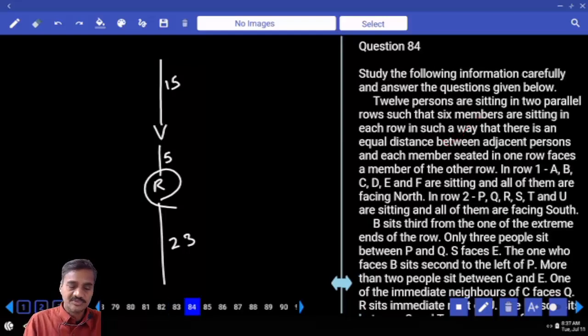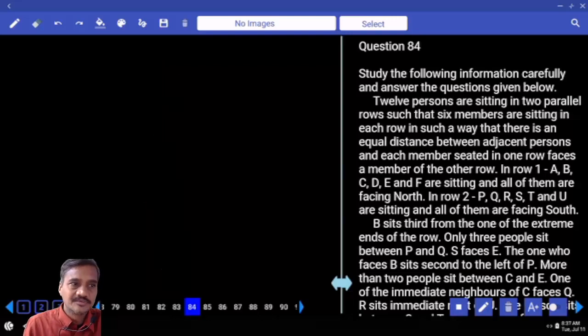The next one, coming to 84. 84 to 88, this comes under which category? Now parallel rows. Now this parallel rows, how many persons are there?